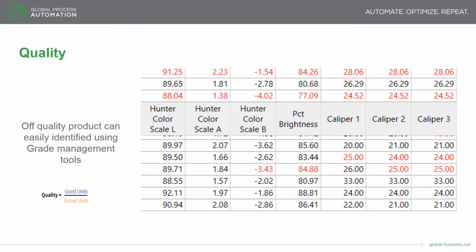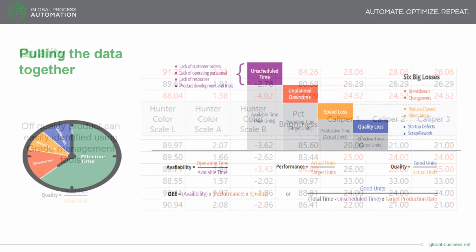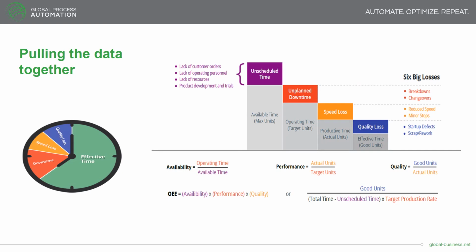Quality is the final piece in our OEE equation. Quality is the number of good units divided by the actual units produced. This information can come from real-time inspection systems, from LIMS systems, or it can be a manual data entry. Essentially, any bad units are going to be subtracted from the total amount of units produced to give us a final production number. In summary, our OEE calculation is the availability times performance times quality.